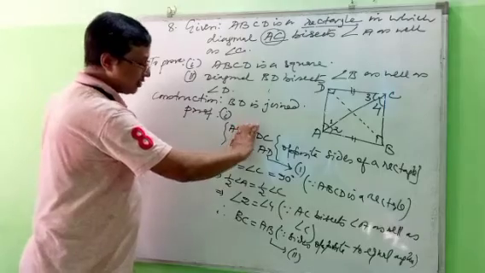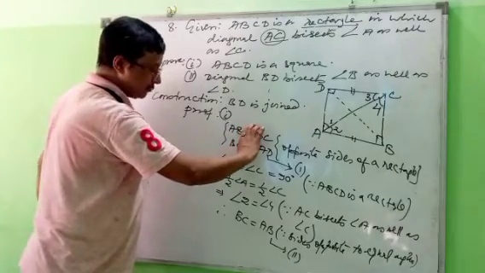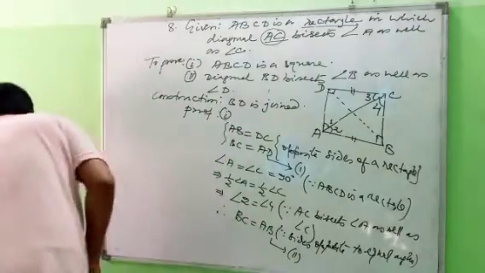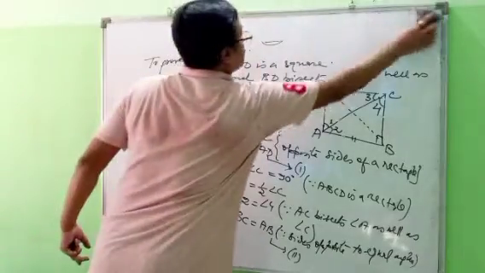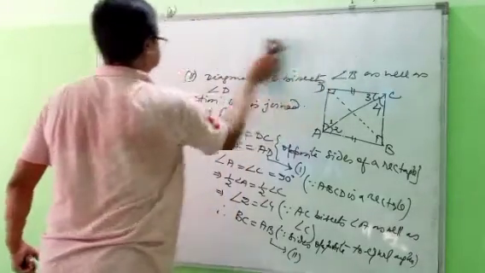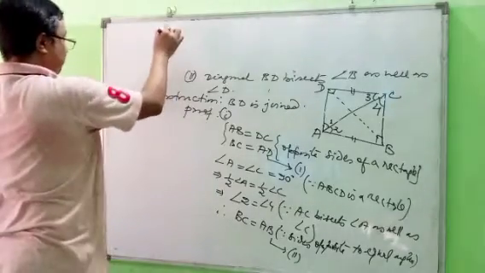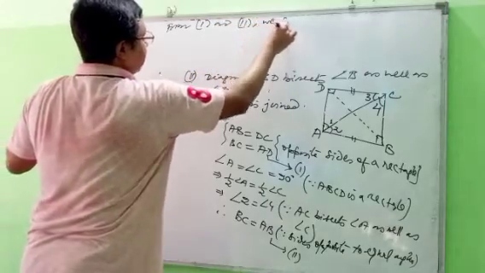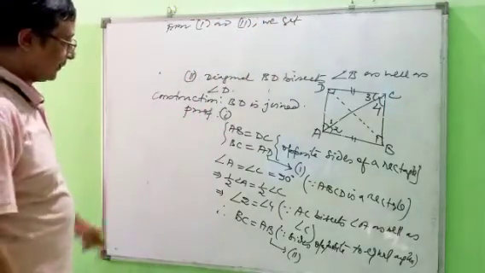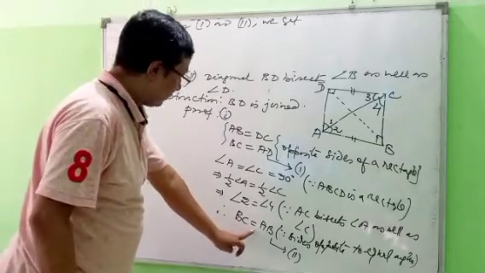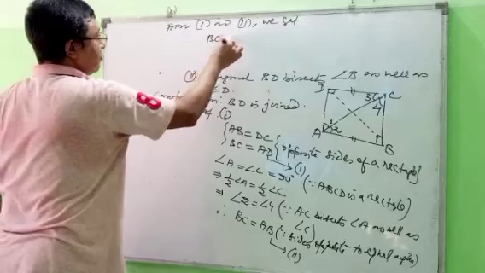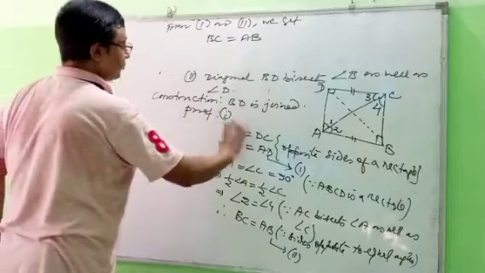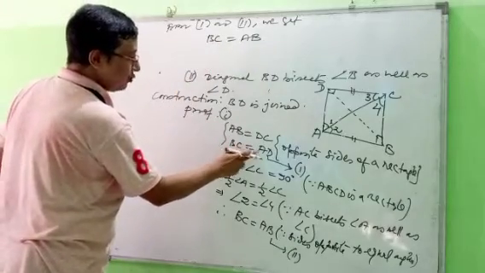Now you compare the first equation and the second equation. From equations 1 and 2 you get BC equals AB. You took it from equation 2. Then going to the first equation, BC equals AD also.